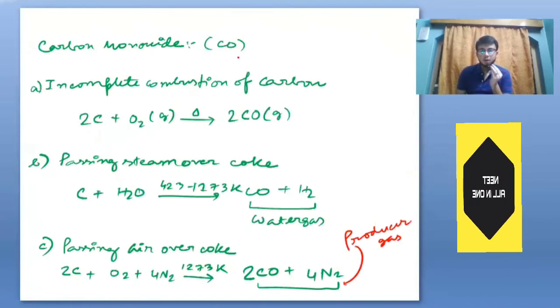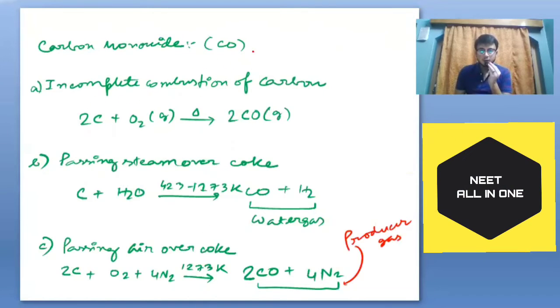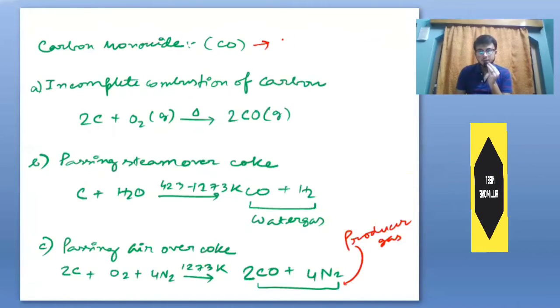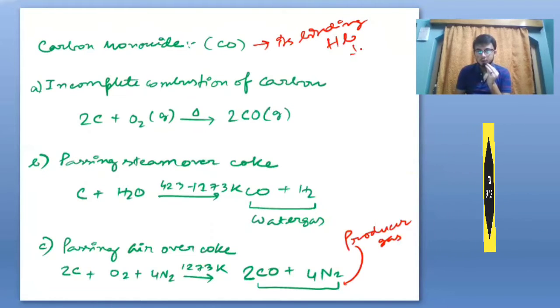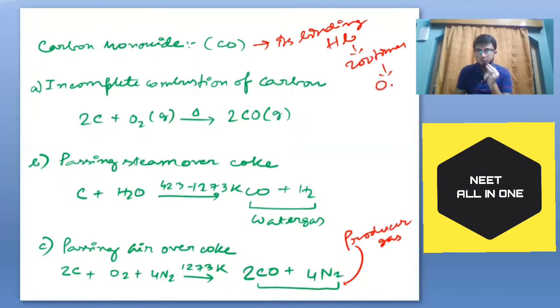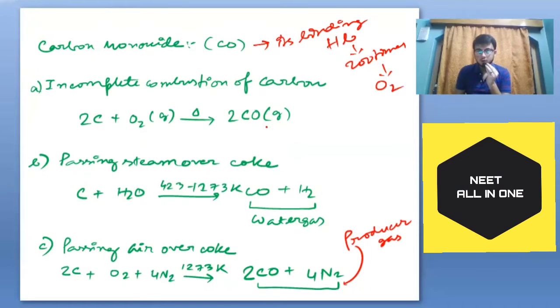Okay. Now next comes carbon monoxide. What is carbon monoxide? This carbon monoxide has a special property, that is its binding with our Hb or hemoglobin is 200 times more than O2. Okay. Now how is this carbon monoxide formed? That is incomplete combustion of carbon, that is 2C plus O2 gives 2CO.